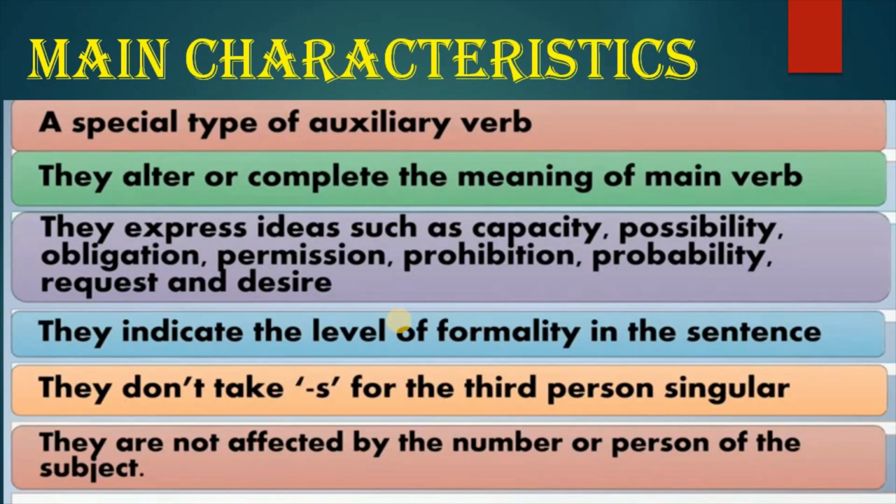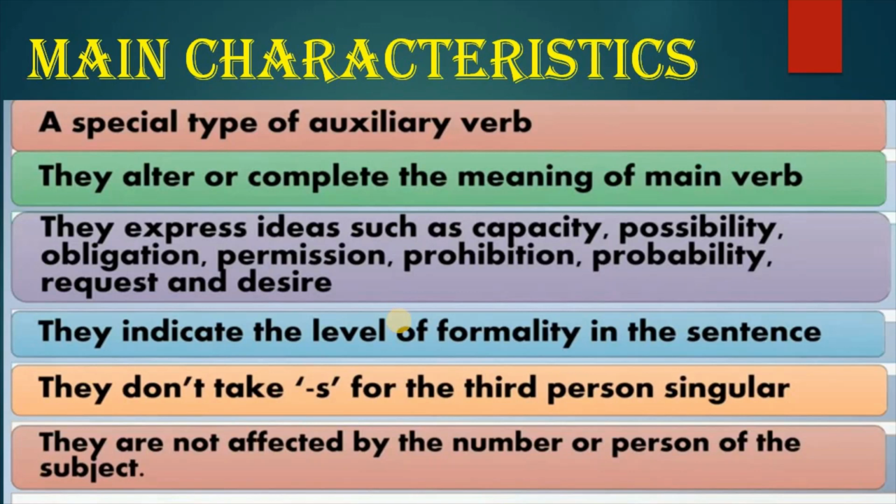That means modal auxiliary verbs add grammatical meaning to the sentence. Next, they express ideas such as capacity, possibility, obligation, permission, prohibition, probability, request, and desire. Children, in the next slide, I'll explain all this with examples. Now next, we'll see the next point.